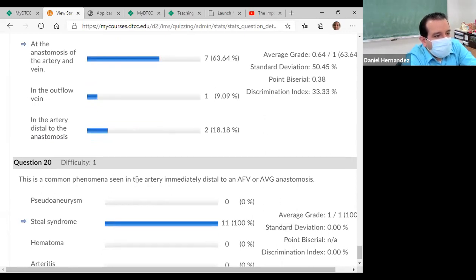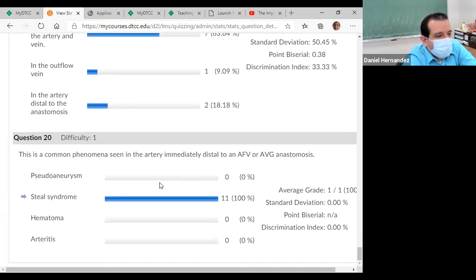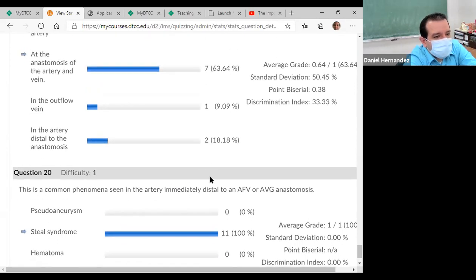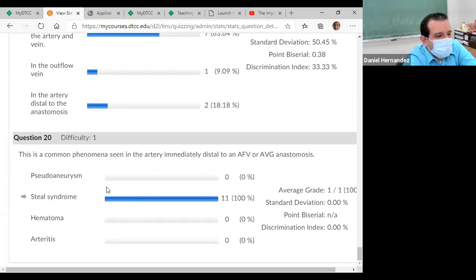This is a common phenomenon seen in the artery immediately distal to an AVF or AVG. So immediately distal to that anastomosis, we can potentially see a steal syndrome. Good. So everyone got that right.